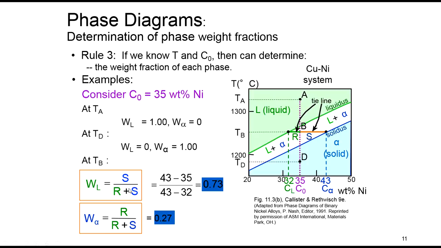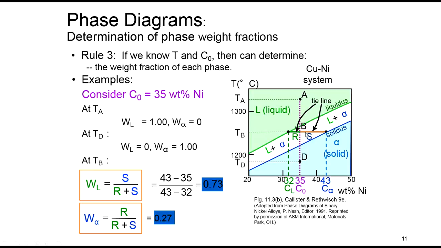The weight fraction of liquid is found from S, the distance from the solidus to the desired point on the tie line, divided by their addition.